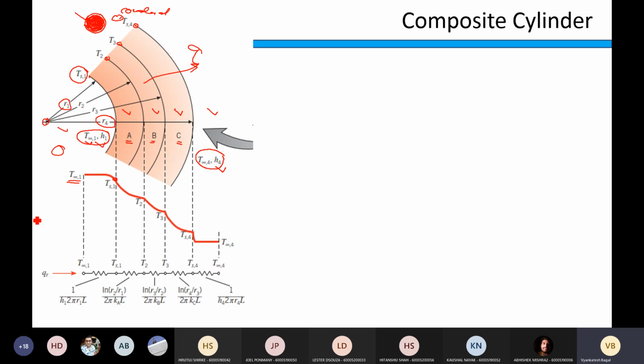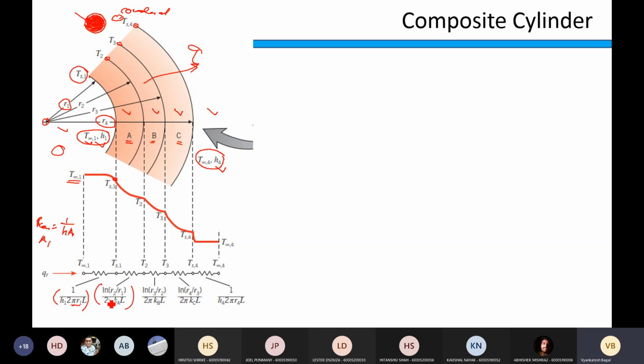So we know the convection resistance is written as 1 upon H into A, right? So what is this A? Area is the heat transfer area available, right? And in case of cylinder, this will be 2 pi R L, we know that. So for inner surface, 2 pi R1 L. So this is A1 basically, the inner surface area. So 1 upon H1 A1, R convection 1.